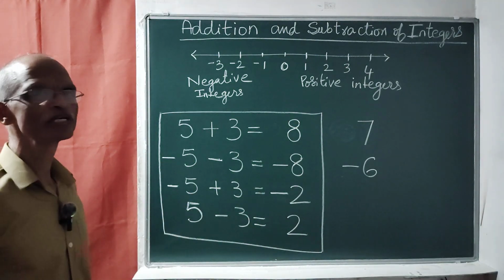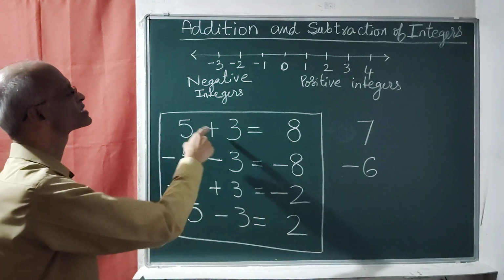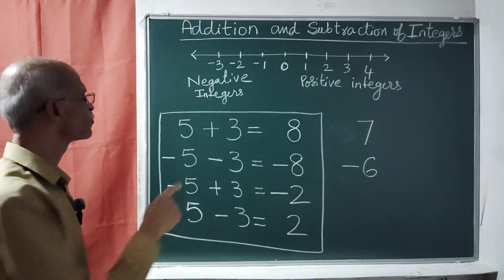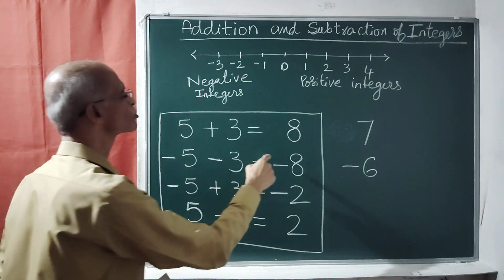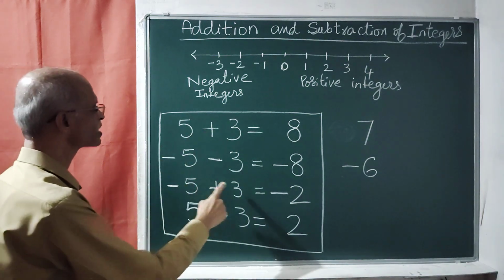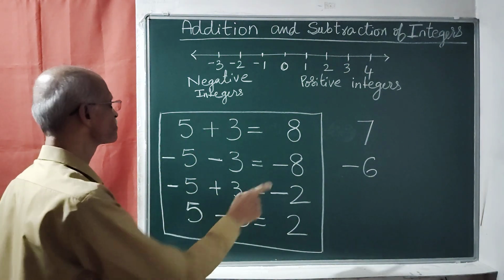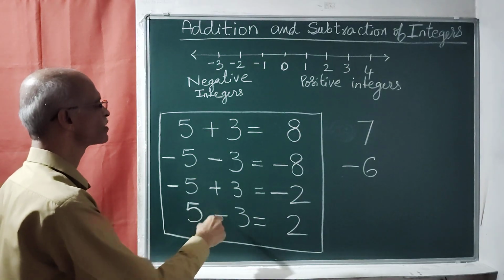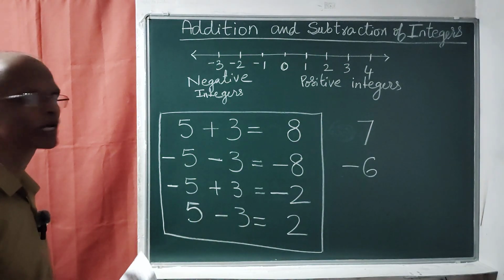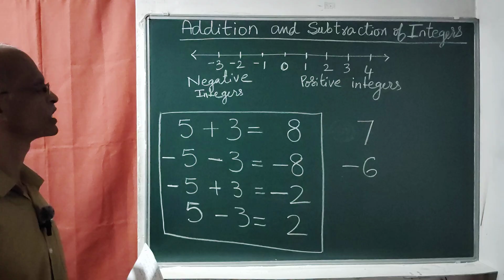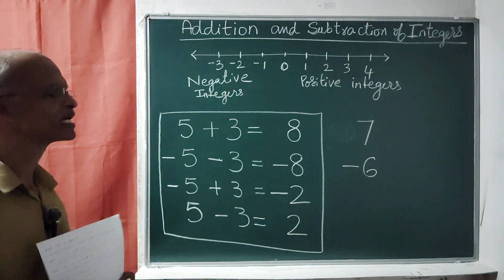Again, repeat, see. When both are pluses, add and put plus. When both are minuses, add and put minus. When the signs are different, subtract and put the bigger number's sign. Now we will take some examples and learn it.